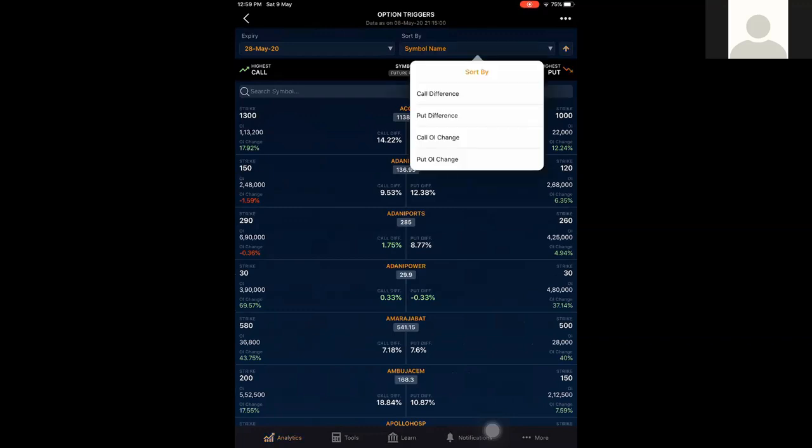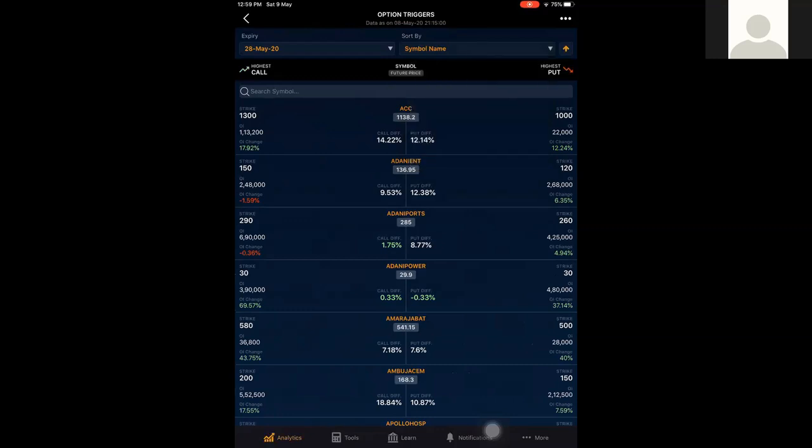Here you have this call difference, put difference. This means how far the strike is from the underlying. The call difference for ACC, if I look at, is 1138. Highest strike call is at 1300. That means the highest strike call is 14% away from the current market price. So why will a writer panic in that case? Similarly, on the put side, the put is at 1,000, and it is 12% away.